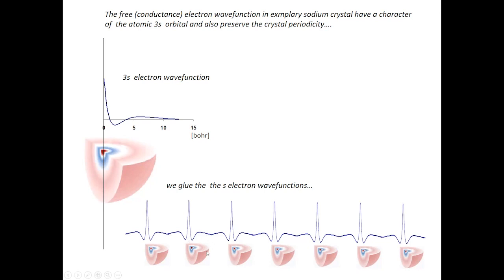So we glue the s electron wave functions, shown only along one direction to make it not very complicated. You just glue them, and you get the shape like that. So this is the wave function of this electron, which is delocalized in the crystal. Or I mean, this is just a first attempt to understand it. It's not yet the full wave function.